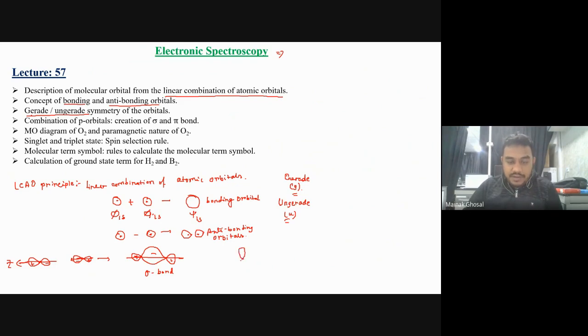Now, if p orbitals are overlapping parallel to the C axis, that is the molecular axis, suppose this is plus, this is minus, this is plus, this is minus. So you will see that here electron density will be plus, and here this will be minus. So this is another kind of overlap, and this will actually create a pi bond. Okay. So this is the principle of how pi bonds are created, how sigma bonds are created. Okay. So we discussed that.